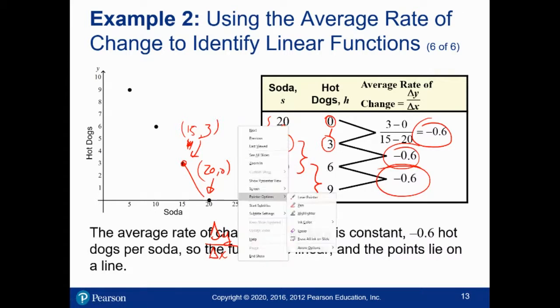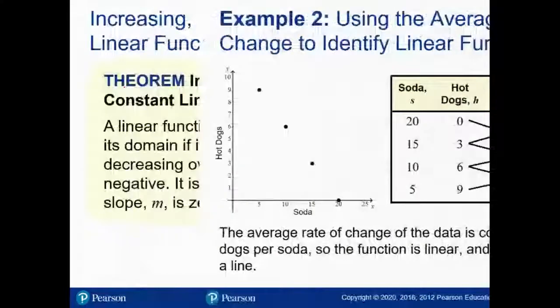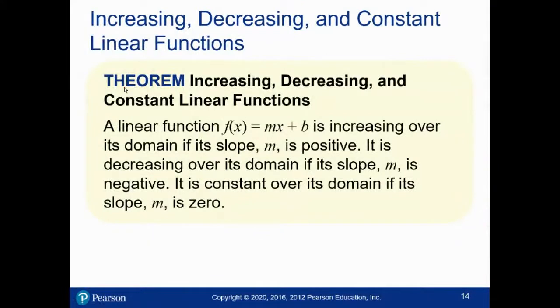So what does that tell us about the rate of change? The rate of change, delta y over delta x, looks to be the same over and over again, so the function is linear, and these points do lie on a straight line. When we come back in the next video, we'll talk about increasing, decreasing, and constant linear functions.